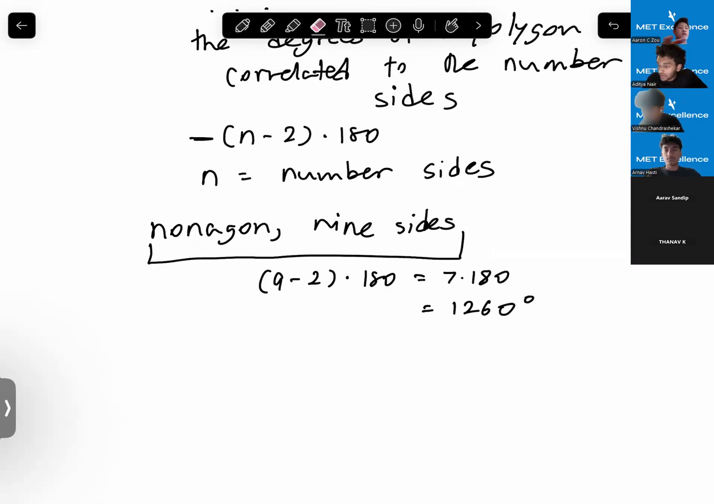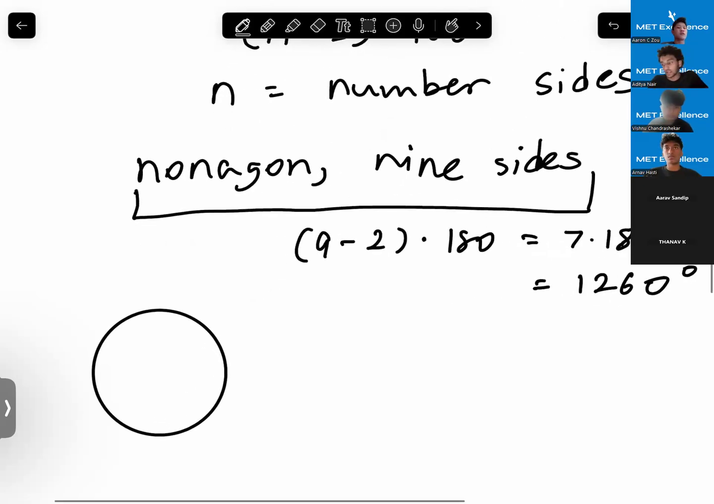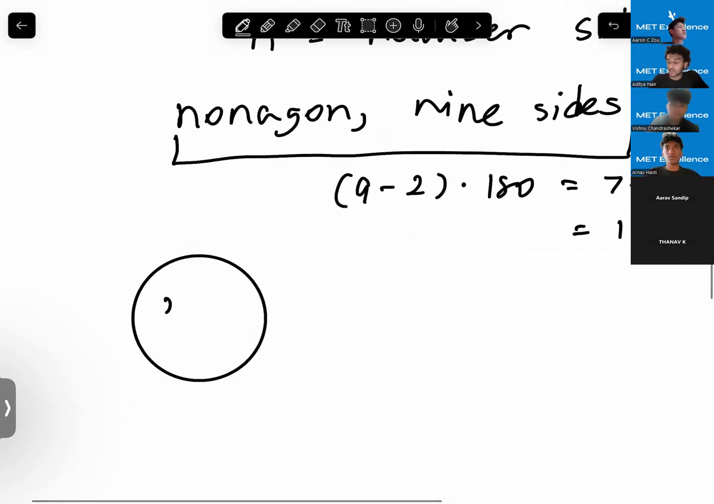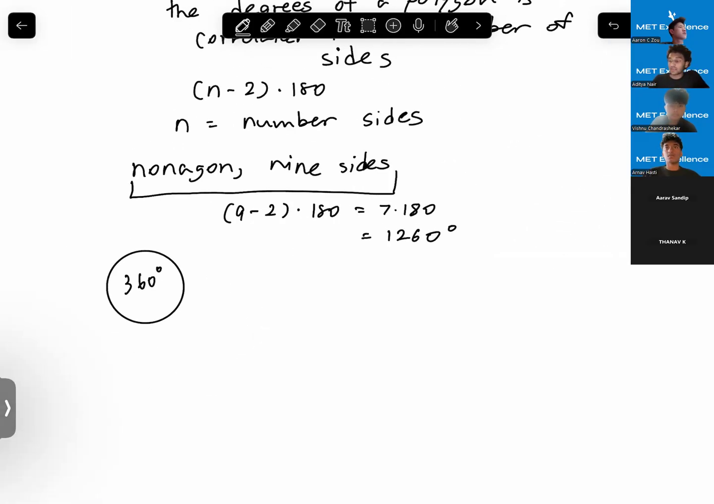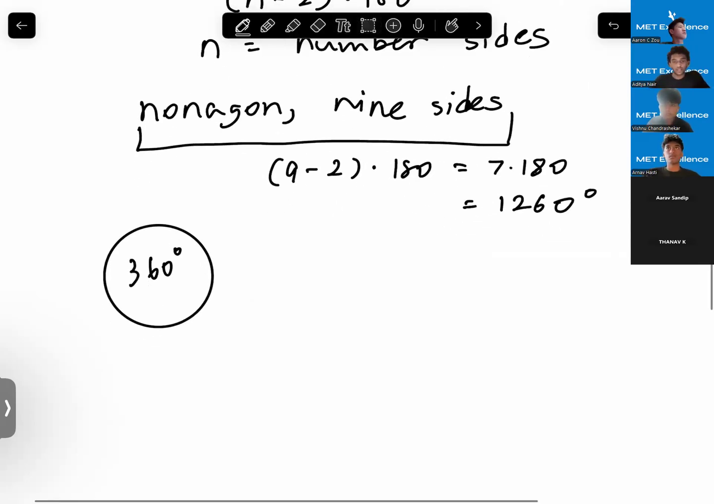Good. And the only shape that you can't use this formula on is going to be a circle, because a circle technically has no sides. I think it's technically an infinite number of sides, because a circle is going to be 360 degrees. So it doesn't necessarily adhere to this rule. And there's no actual angles out here because, like I said, it's an infinite number of sides or no sides, and so it's going to have 360 degrees inside of it.